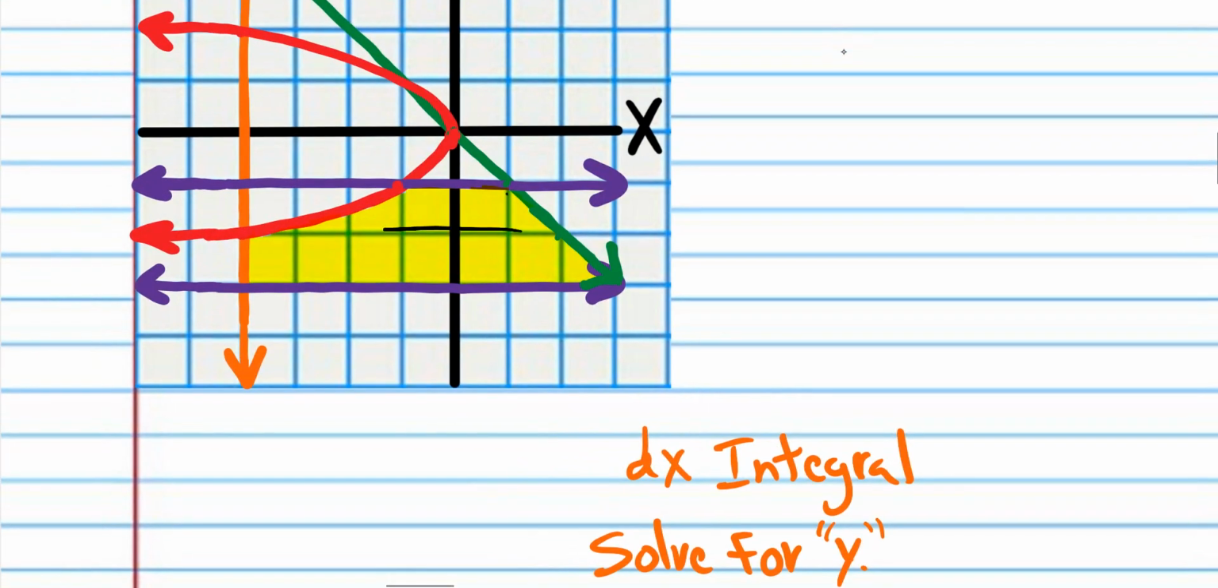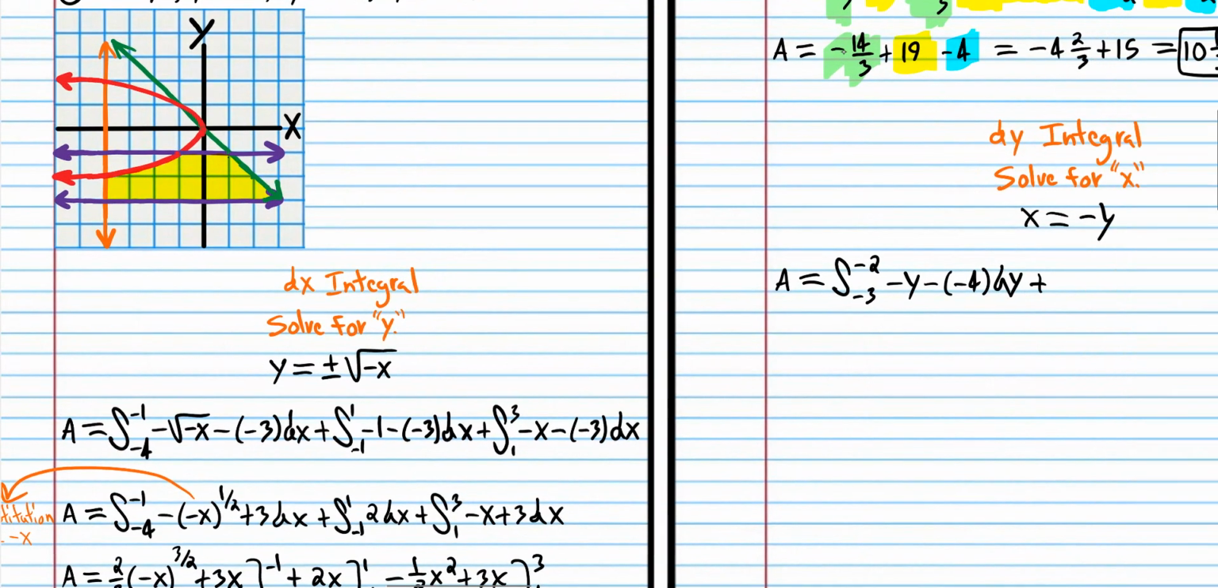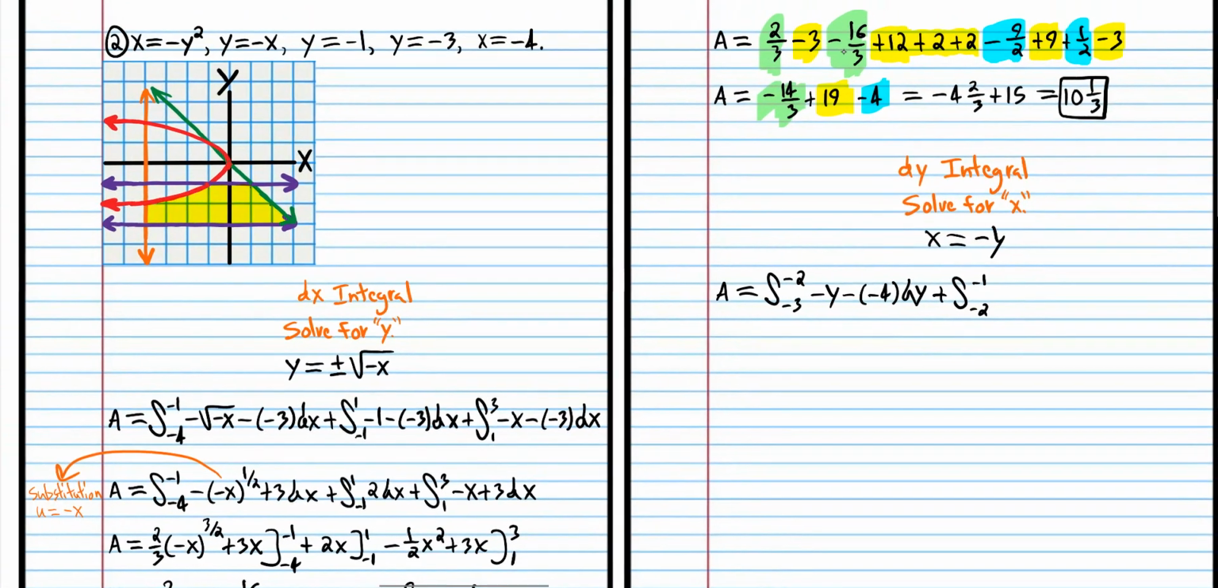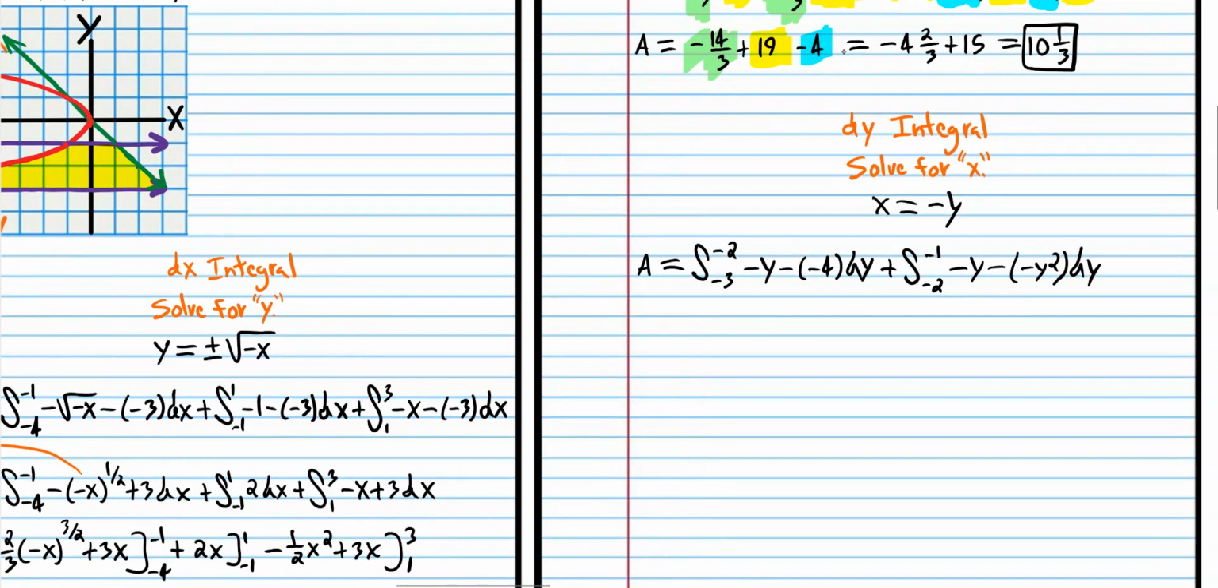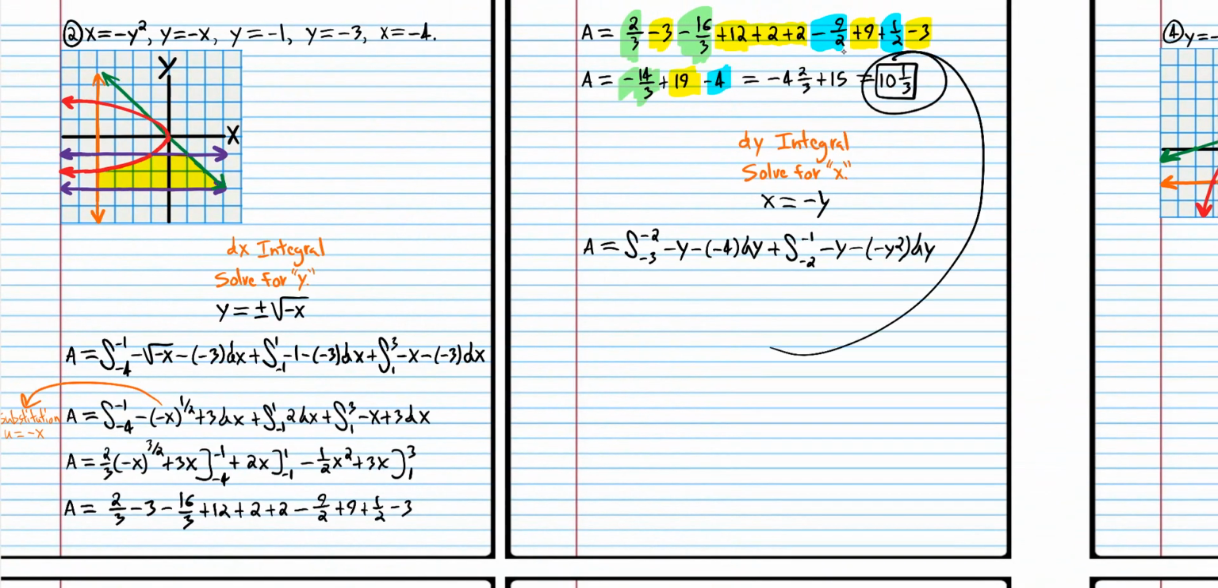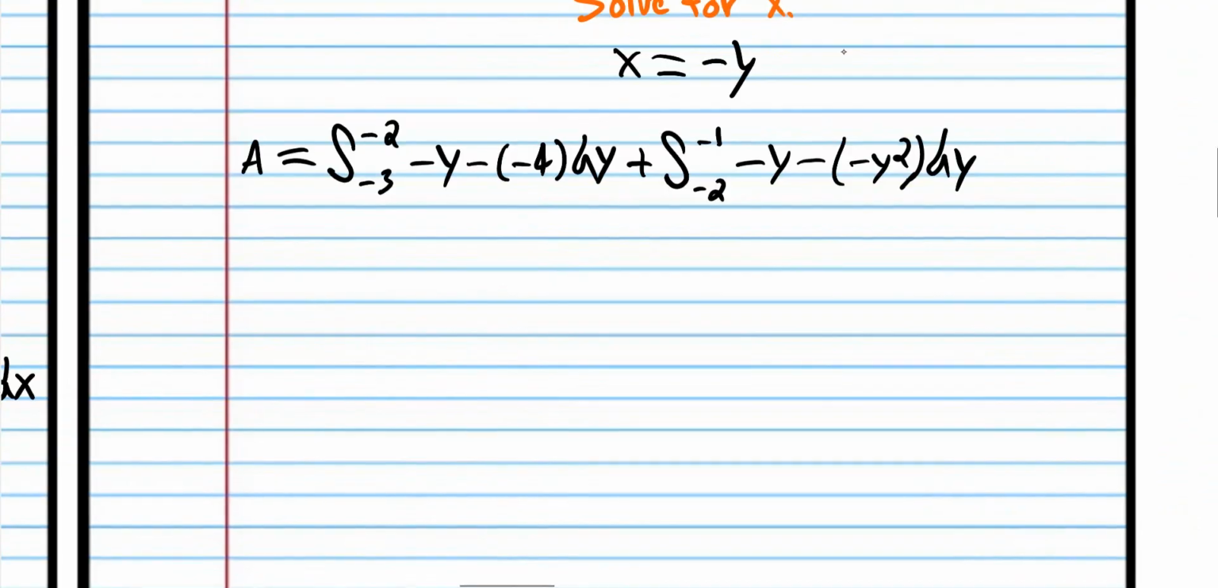And then we're going to integrate from negative 2 to negative 1. So negative 2 to negative 1. And that's going to be the green graph, which is the line, negative y, that x value, minus the x value of the red graph, which is negative y squared. And so that's it. We should get the same answer. We should get 10 1/3 when we do this.